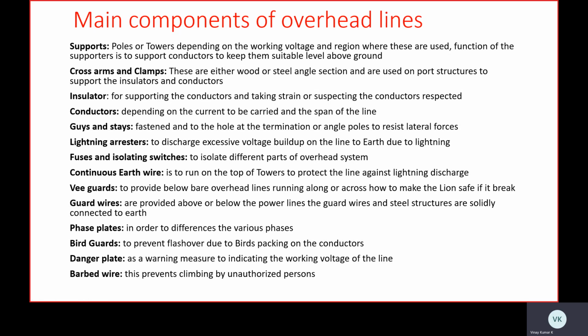And phase plates. The phase plates are the naming plates showing which type of phase is running along the conductors. That is R, Y, B. These are the different phases that we know. In order to differentiate between R, Y, B, we use phase plates. This is a kind of naming plate which shows which kind of phase is running along the line. The next thing is bird guards.